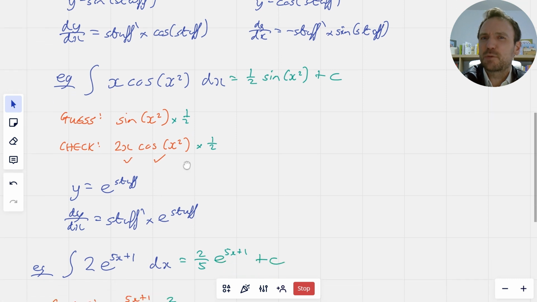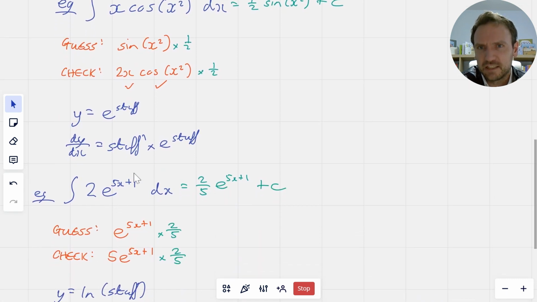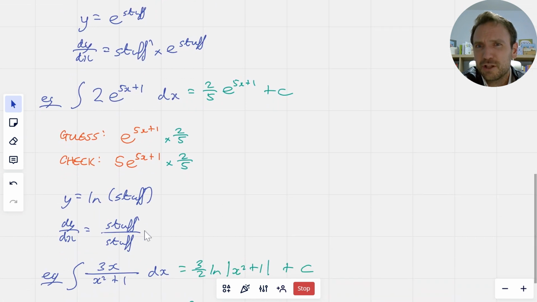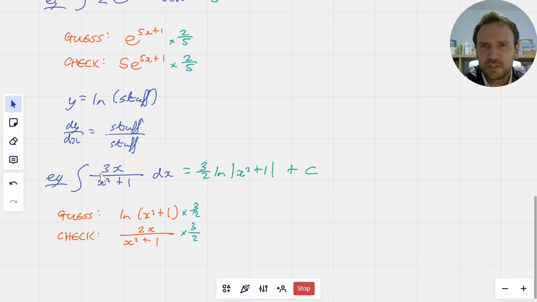E to the stuff's probably the easiest thing to recognize and you just keep it as e to the stuff and differentiate. The ln ones are probably the hardest to recognize because you get given a fraction, it's not natural to think about your natural logs there. But if your numerator is very similar to your denominator differentiated, give or take a multiple, make that your guess and go from there.